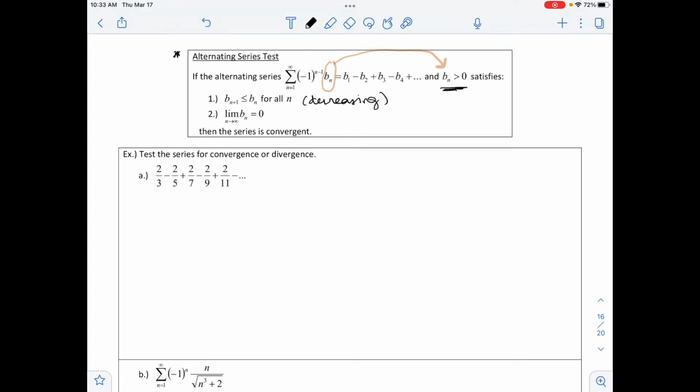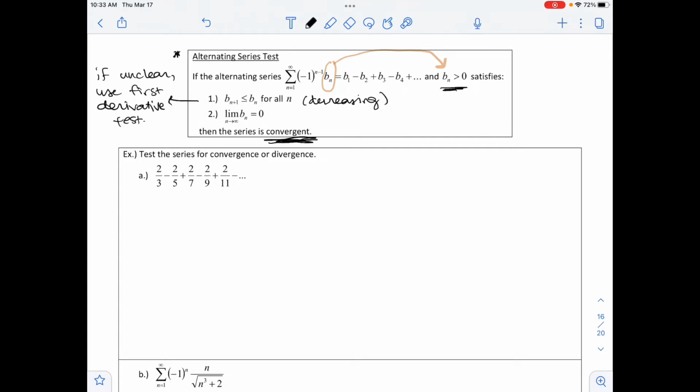Sometimes this is easy to tell, but sometimes it's difficult to tell. If it's unclear, use the first derivative test. We saw this with the integral test a few sections ago, about showing if something is decreasing. And 2 says the limit as n approaches infinity of b sub n equals 0. Then the series will be convergent.